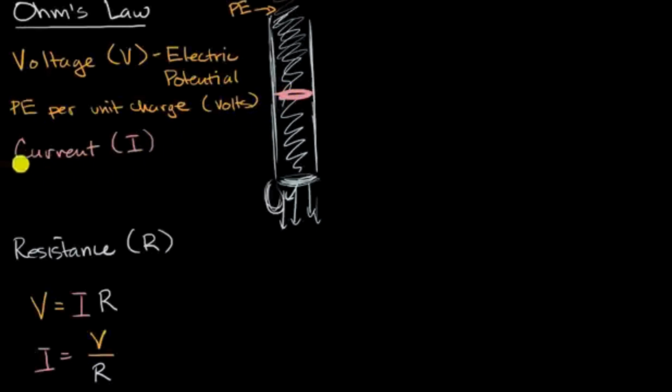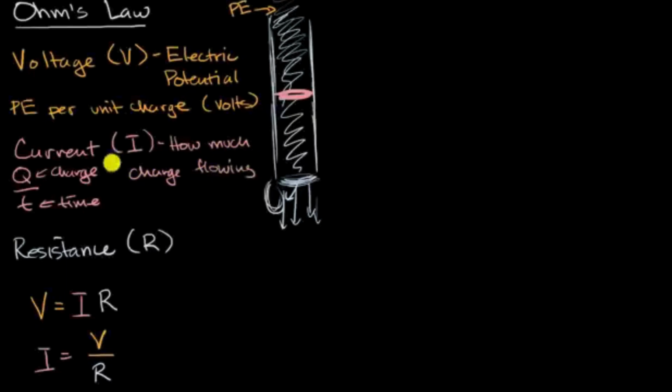Current is the amount of charge, so we could say charge per unit time. Q for charge, and T for time. And intuitively, you could say how much charge is flowing past a point in a circuit in, let's say, a unit of time. We could think of it as a second. And so you could also think about it as coulombs per second, charge per unit time.